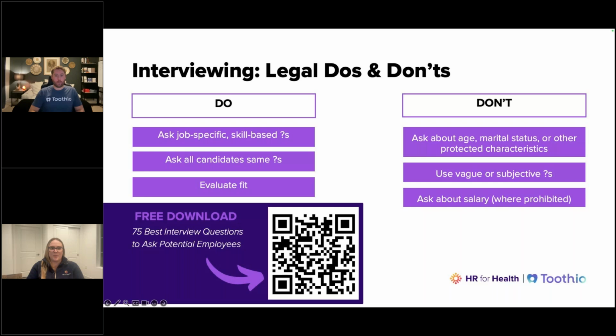So that's the reason these laws are in place. So just keep that in mind. If you're not sure if you're in a state where you're not allowed to ask about salary, you can reach out to us, or just when in doubt, you can ask them what they expect to make, but just don't ask them what they used to make.